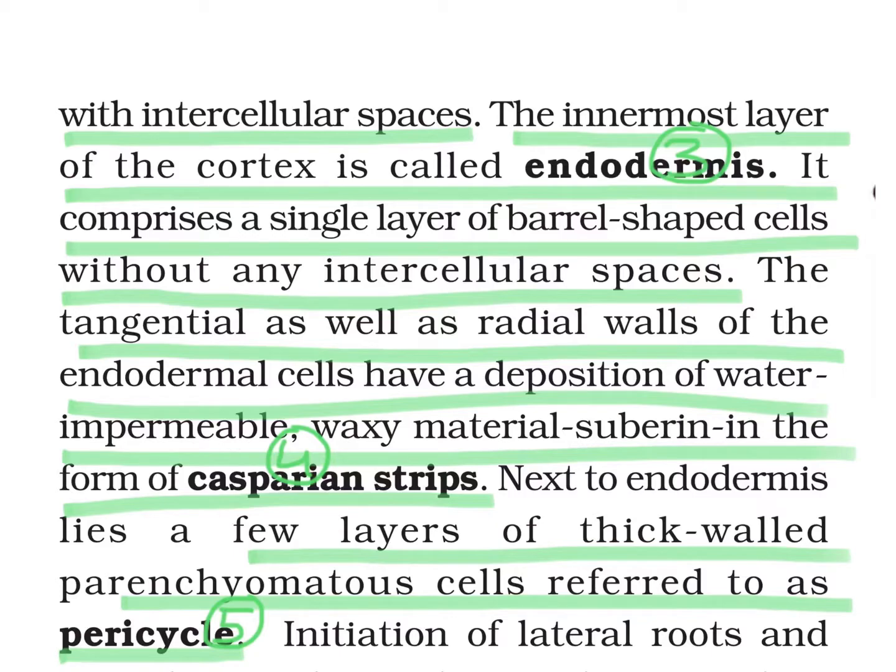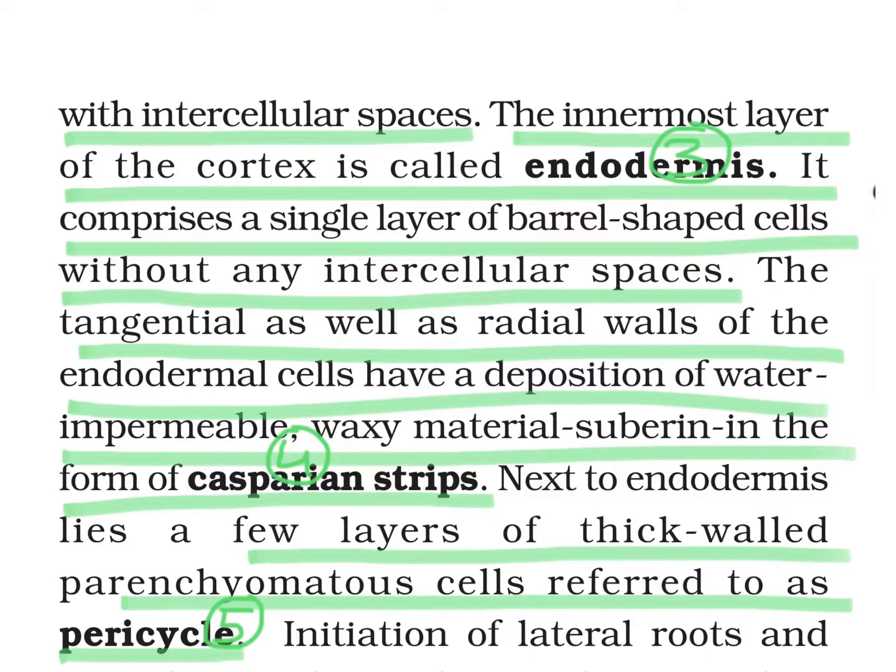Then inner to it, the third layer is known as endodermis, and it comprises a single layer of barrel-shaped cells which are without any intercellular space. So this you have to remember. The tangential as well as radial walls have a deposition of a water impermeable waxy substance known as suberin, and it will form Casparian strips. This is the peculiar identification of sunflower root.